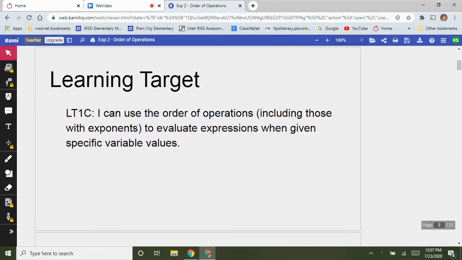So our learning target for today is I can use the order of operations, including those with exponents, to evaluate expressions given specific variable values. So again, like I said in lesson 1, we are going to be with this learning target for a few lessons. So today we're just going to focus on order of operations that include exponents.